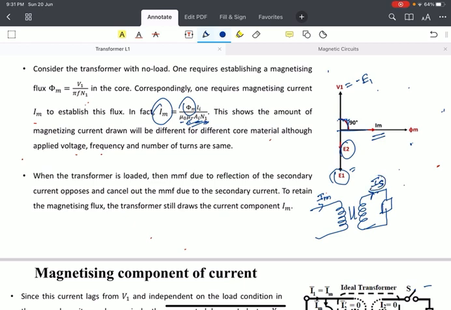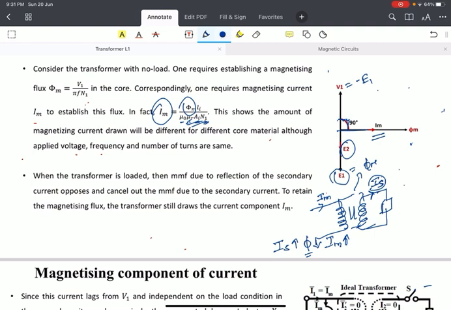When this current is drawn, an MMF will be induced in the core in the opposite direction, which will reduce the flux in the magnetic core. When the secondary current is increased, the flux is reduced. Therefore, in order to maintain the flux constant, the primary current will increase. It will draw more magnetizing current. This Im will increase in order to retain the magnetizing flux, or maintain the flux constant.